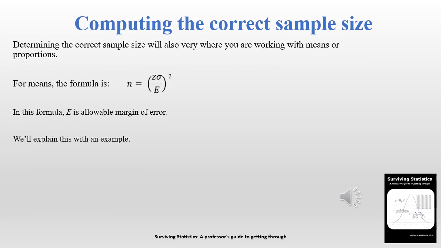Well, as you might have guessed, there is a formula to determine the correct sample size. And here we see the formula. The sample size equates to a z-score that you're looking for, which is the confidence, the standard deviation, and we're also going to include the allowable margin of error. And we'll step through this in the next slide.